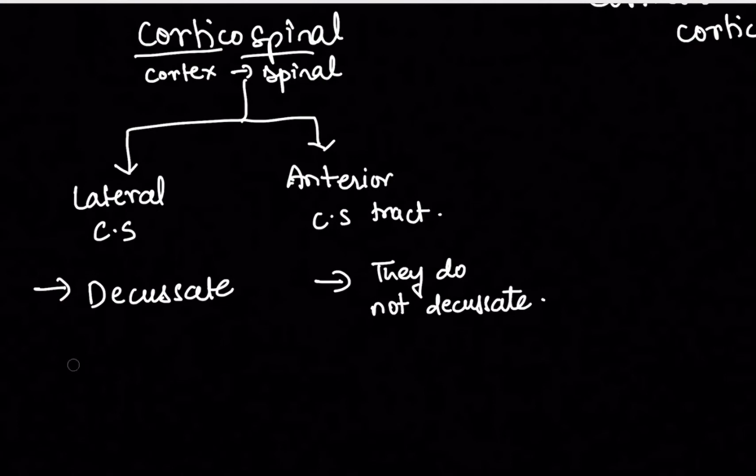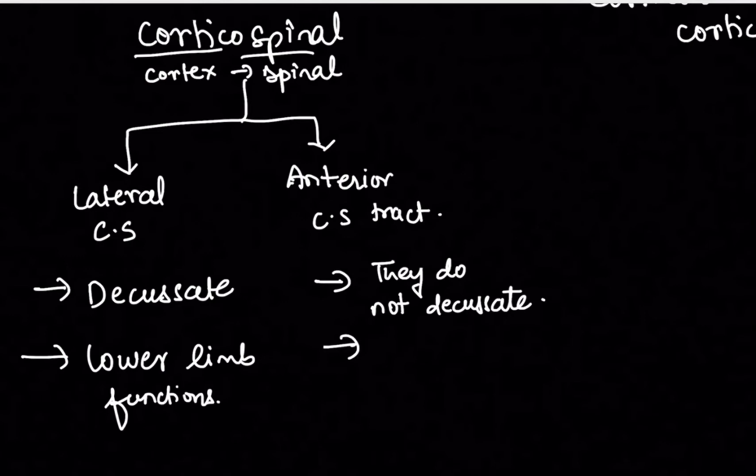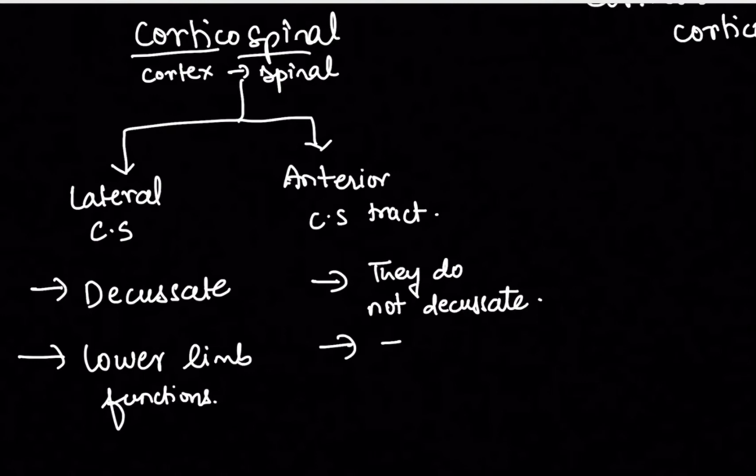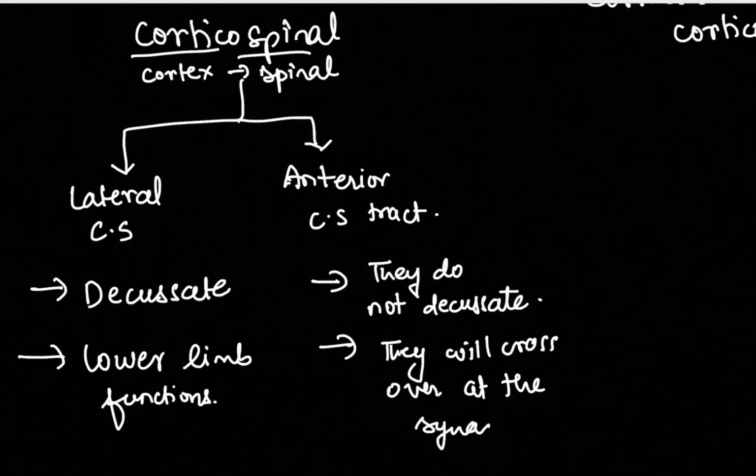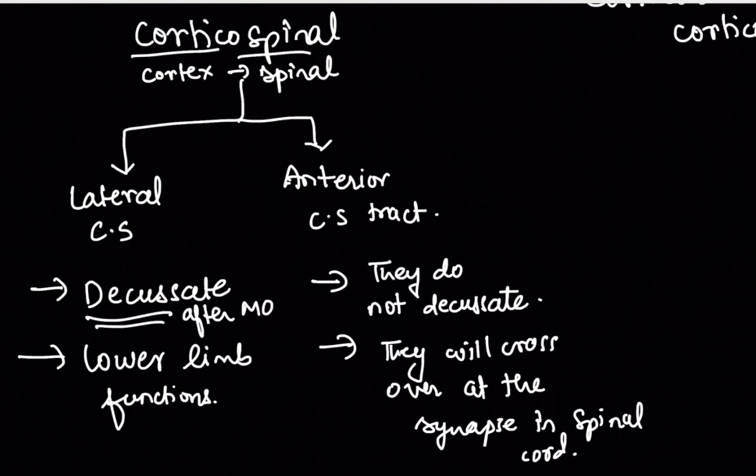Now, this lateral corticospinal tract is for your lower limb. It controls your lower limb functions. The anterior one does not decussate, but will do its crossover in the spinal cord at the synapse. We have in the spinal cord the interneuron, the anterior, the posterior, so there they will be doing the synapse part. They will cross over at the synapse in the spinal cord, and they will decussate just after the medulla oblongata.